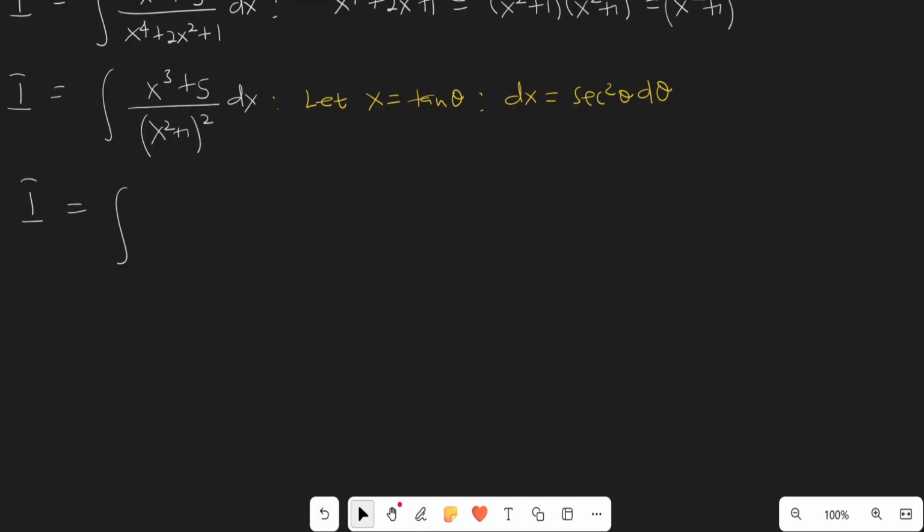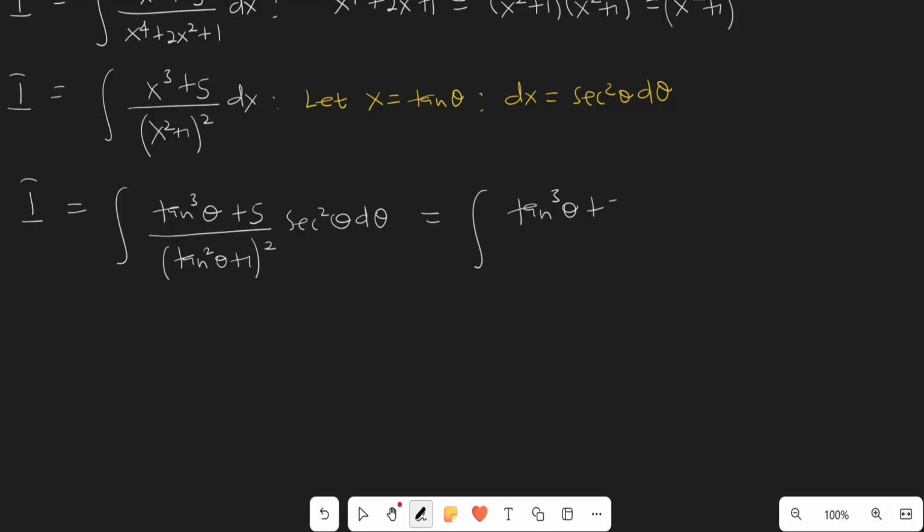And now after doing this, I'm going to take our integral from the x world into the theta world. So this is the integral of x is now tan of theta. So that is going to be tan to the third power of theta plus 5 divided by tan to the second power of theta plus 1, all squared, d theta. So dx is secant squared of theta d theta. That is going to simplify to what? So this is the integral of tangent to the third power of theta plus 5 divided by tan squared theta plus 1, which is secant squared theta.